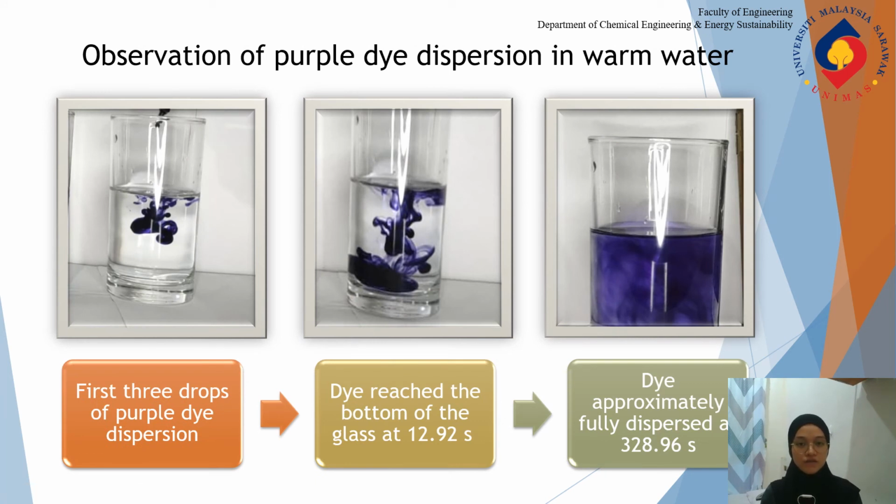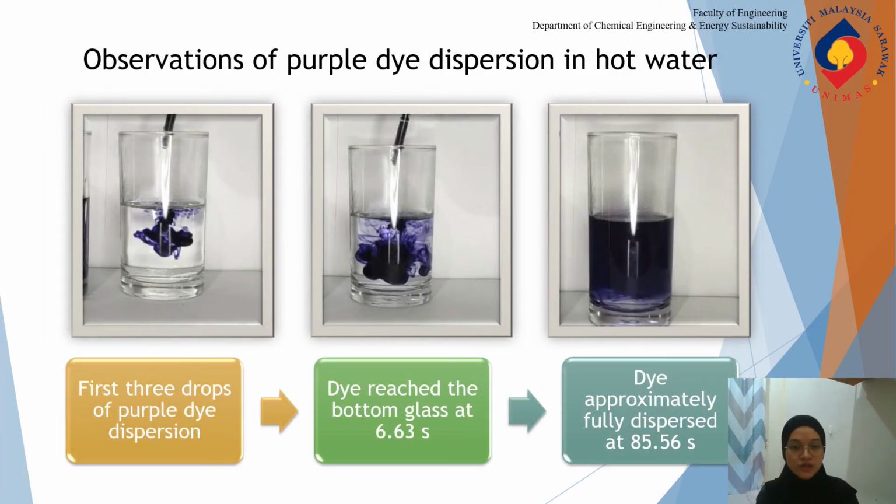Next, observation of the purple dye dispersion in glass B, which is warm water. So the first figure shows the first 3 drops of purple dye dispersion, where the dye dispersed more compared to the dispersion in cold water. The second figure shows when dye reached the bottom of the glass at 12.92 seconds, and the last figure shows the dye approximately fully dispersed at 328.96 seconds. Overall, the dye dispersed more in warm water compared to cold water.